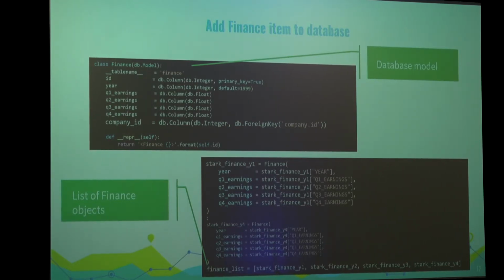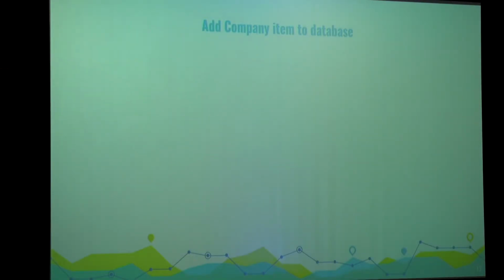And what we can do with those objects of finance models is we can just create a list of them. So it's pretty easy so far. That's how we'd write it in our application code. So that's our finance objects, the 4 finance objects. Now we want to create a company object.